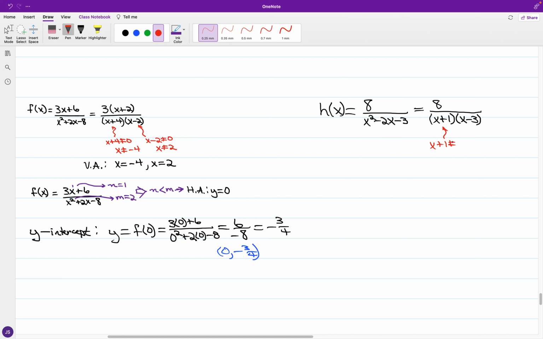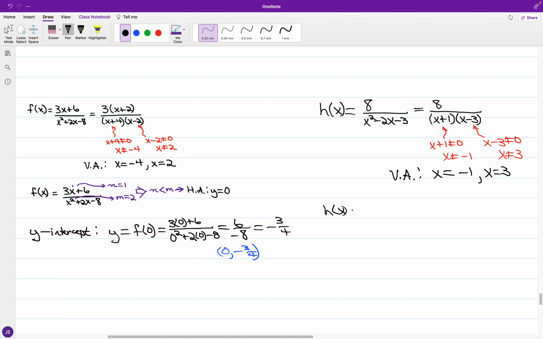Again, for the function to be defined, neither x plus 1 nor x minus 3 can be 0. So if x plus 1 cannot be 0, x cannot be negative 1. If x minus 3 cannot be 0, x cannot be 3. And guess what? Neither x plus 1 nor x minus 3 will cancel out. And these exclusions will be the vertical asymptotes. So you have x equal to negative 1 and x equal to 3.